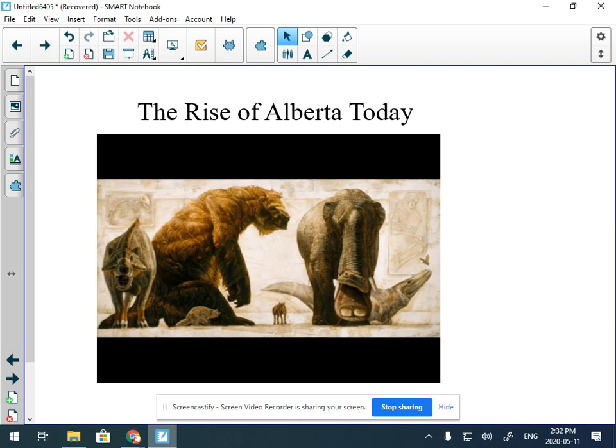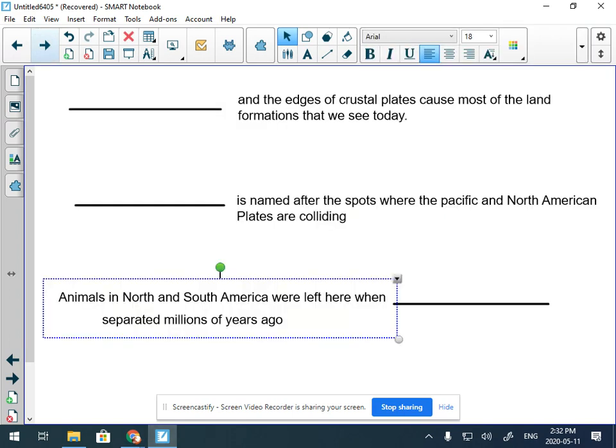Hey everybody, we're on the second last lesson of geology, and that is the rise of Alberta today. So we're going to take a look at how the mountains formed in Alberta, and BC's pretty close to us. We're also going to talk about volcanoes. All right? Okay, so let's get her started.